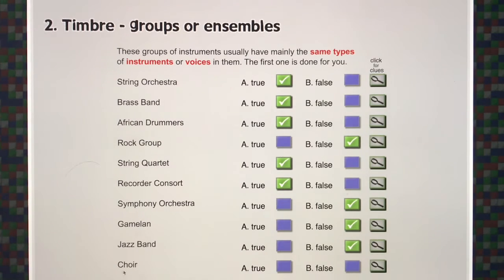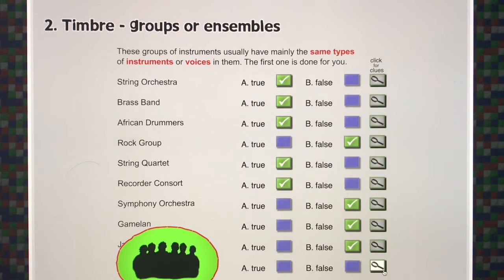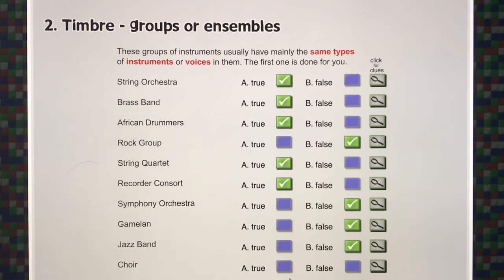A choir. Now, what are the instruments or voices in a choir? They're all voices, aren't they? So I think they're all the same types of voices.